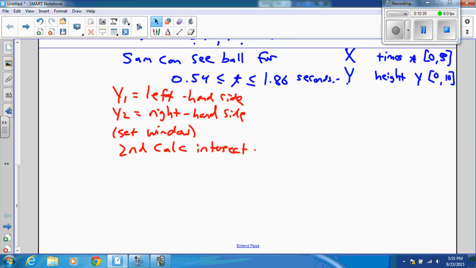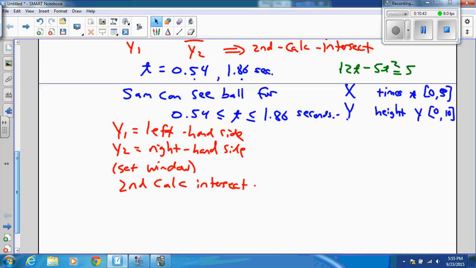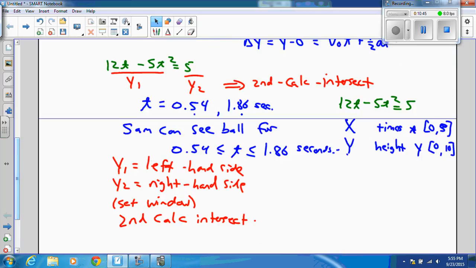Now, here's what you do to make sure that you're doing it right. Clear your calculator, clear the y1, clear the y2, and go back and solve this equation again until you can do it smoothly and get these two solutions.